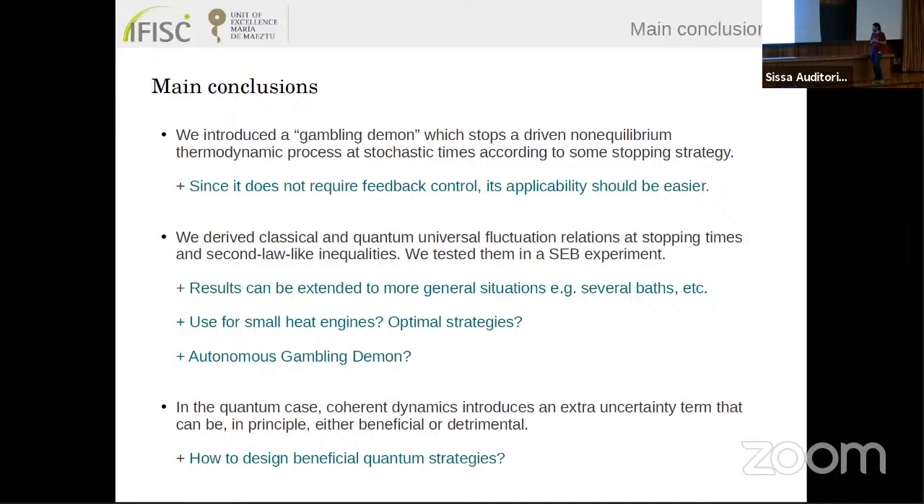The results here are for a specific situation with one thermal bath and driving, but in principle, the results can be extended to more general situations, like with several baths and so on. We would like to explore what happens if you apply these kinds of ideas in small heat engines, and also whether one can derive optimal strategies in order to stop the dynamics. And it would also be very nice to make this situation autonomous, like an autonomous gambling demon, which is something that we would like to work on in the future.